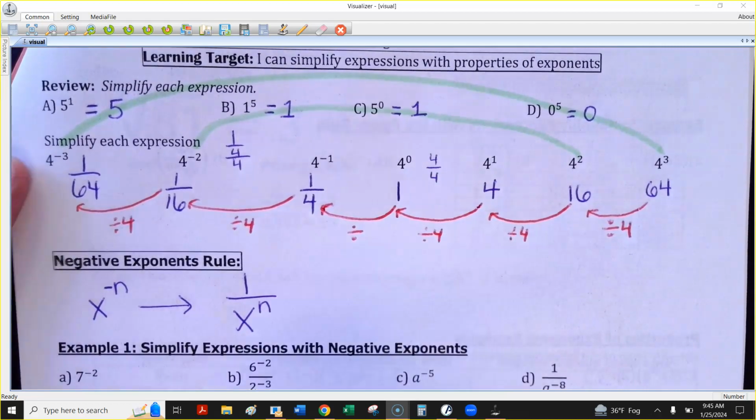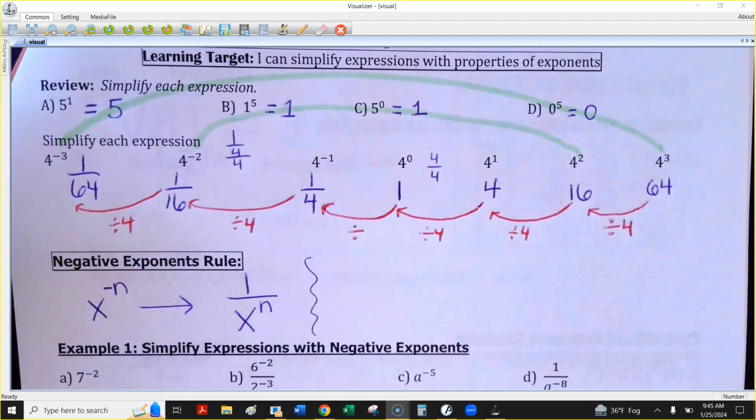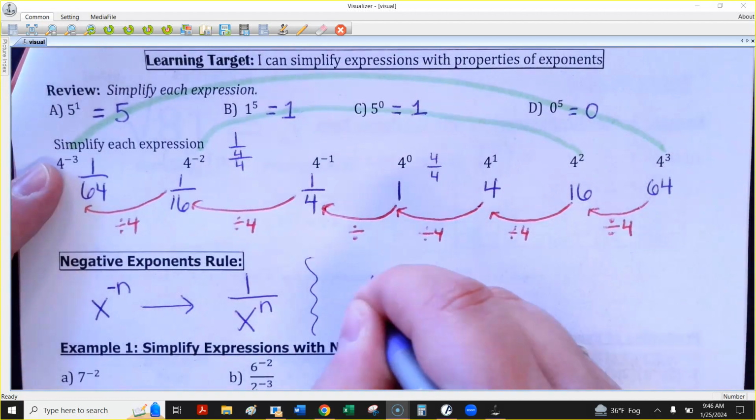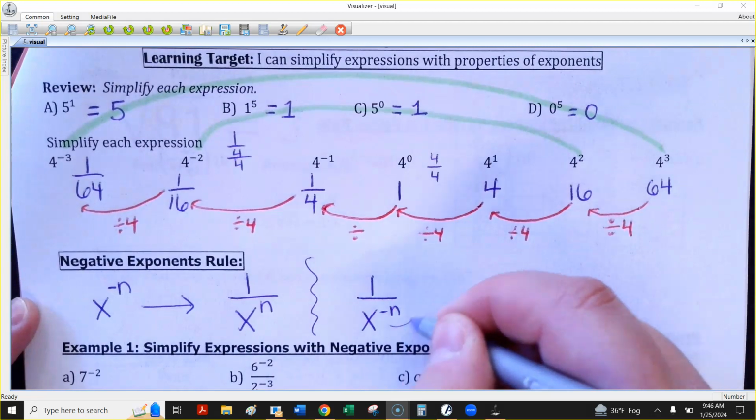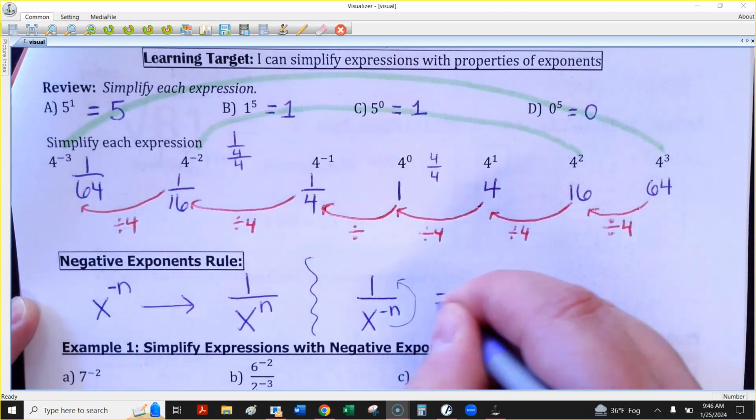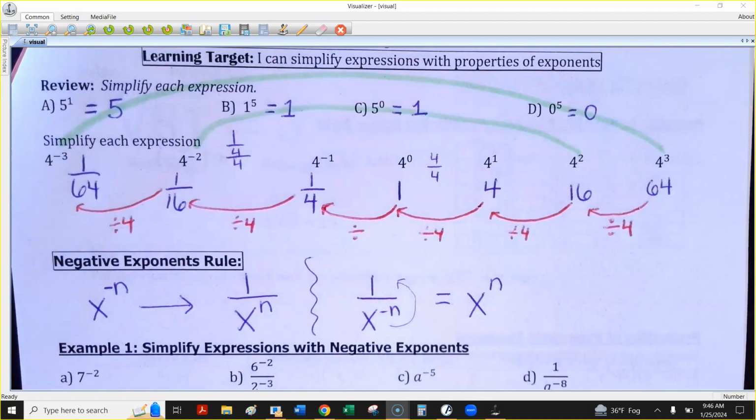Okay, now just a little tiny piggyback on this. Let's say I had 1 over x to the negative n, and the negative exponent was in the denominator of a fraction. If that's the case, this actually moves up to the top, and it's still move it and lose the negative, move it and lose it. So that would become x to the positive n power. So we're just going to practice this in this first little example.